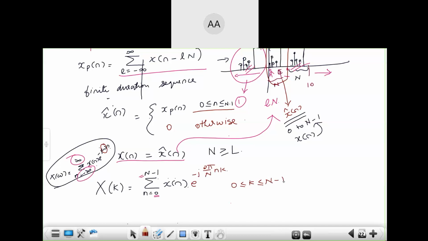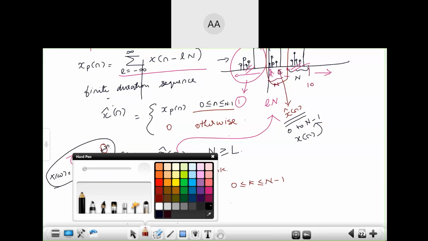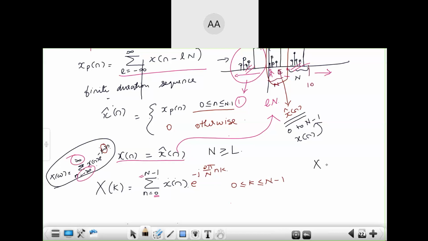Got this? See, you should go through each step. In short, in one line, if I tell you what this derivation is, it is very simple. It is nothing but X of omega, the equation you know, with omega evaluated at 2 pi by N into k. In one line, this is the entire derivation.